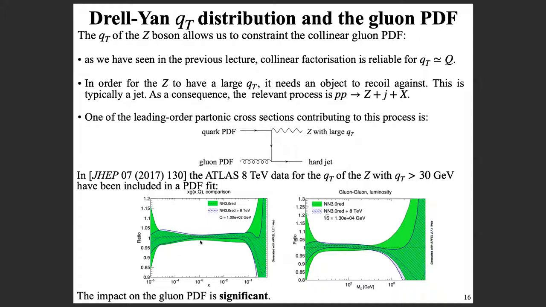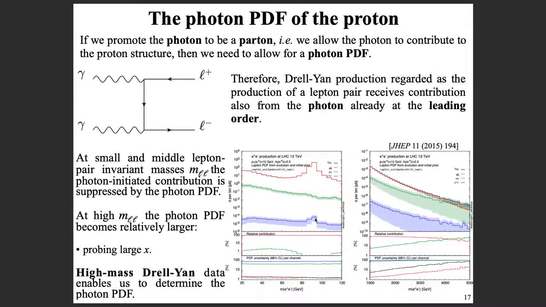And you see that actually the impact is quite significant in many regions. And this is a plot of the gluon luminosity, which is a combination of gluon PDFs that is particularly relevant, for instance, if you are looking for the Higgs boson. So the impact is, of course, very significant. And that's another bit of information that Drell-Yan brings us.